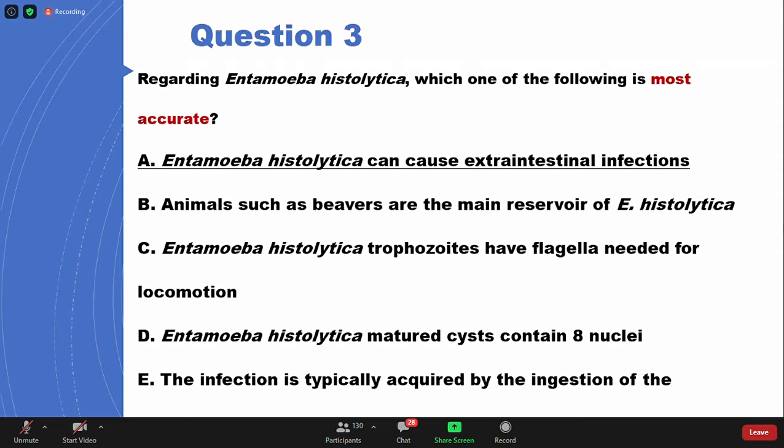So that's why. Good. What about E? Why is it not E? I said it was the cyst, not the trophozoite that was ingested. Good. All right. Now we'll go back to the answer.